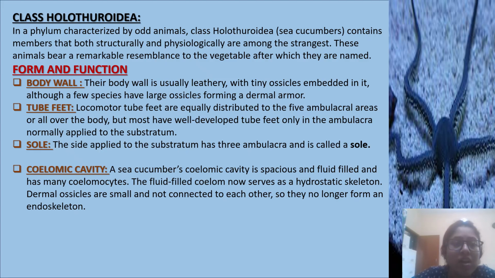First, body wall. Their body wall is usually leathery with tiny ossicles embedded in it, although a few species have large ossicles forming a dermal armor. Next, tube feet. Locomotor tube feet are equally distributed to the 5 ambulacral areas or all over the body, but most have well-developed tube feet only in the ambulacra normally applied to the substratum. Next, sole. The side applied to the substratum has 3 ambulacra and is called a sole.